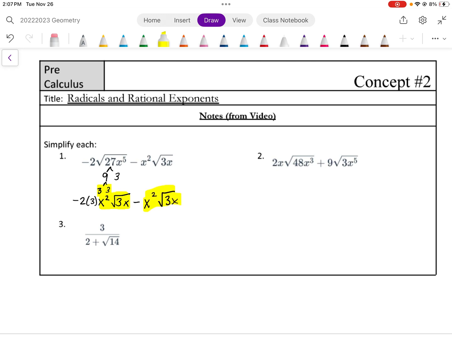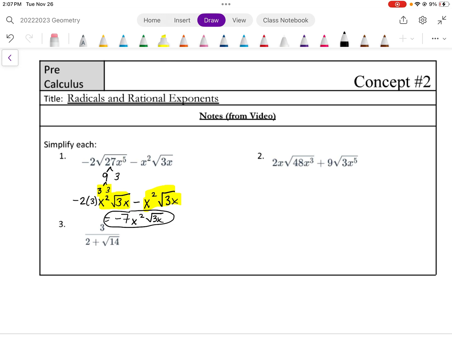Now on the first one, I technically have a -6 over there from my -2 times 3. And then the second term, I have a -1. -6 minus 1, if I combine my like terms, would be -7. So I can actually combine these and say -7 x squared square root of 3x. And there would be my final answer, completely simplified.